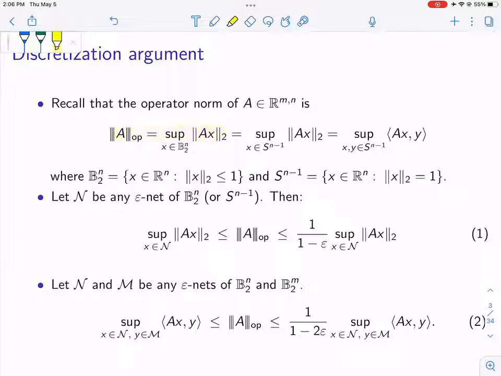Another way of writing this is to maximize over the unit sphere. If you recall, S^(n-1) is the set of all x such that norm x is equal to 1. The ball is the set of all x such that norm x is less than or equal to 1.